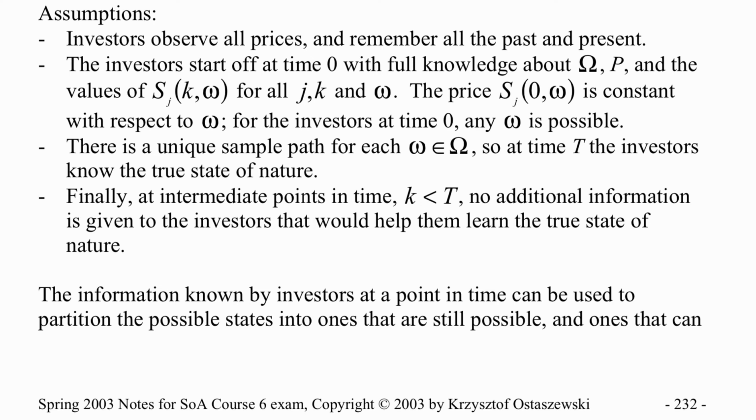The price S_j(0, omega) is constant with respect to omega. For the investors at time 0, any omega is possible. There's a unique sample path for each omega, so it's a path of the future. So at time T, the investors know the true state of nature. Finally, at intermediate points in time, k less than T, no additional information is given to the investors that would help them learn the true state of nature. They know the past, they know the future in terms of probability distribution, but they don't know what will happen.